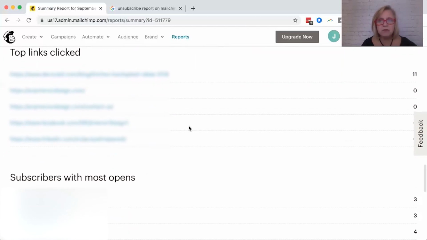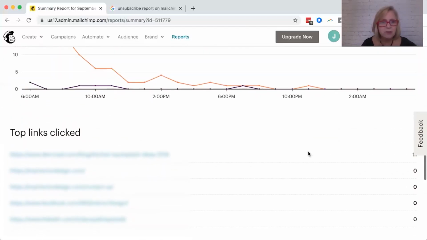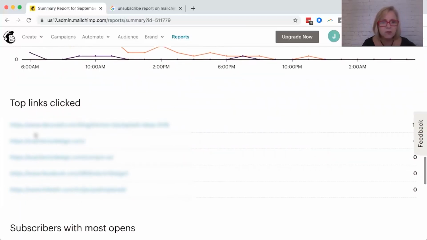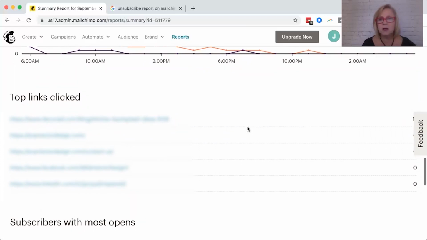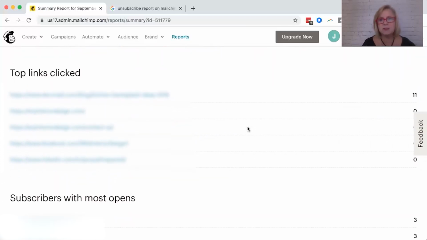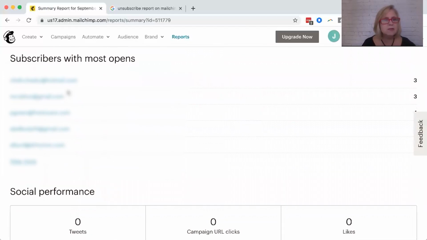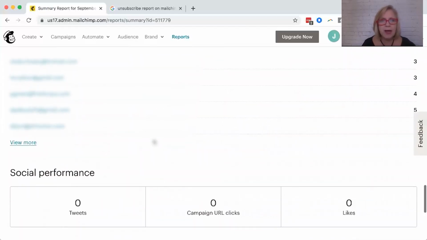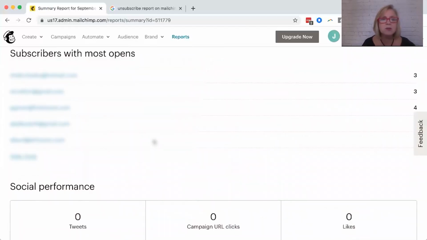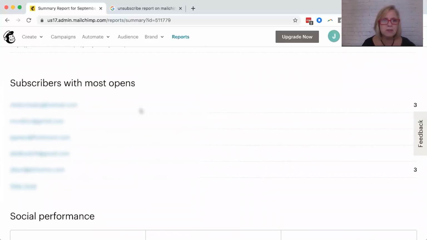So this part of the report shows you the different parts of your email. Each one of these is a link in the email, and you can see that the first article was the one that everyone clicked on. So obviously that was the most important, and that was the one that everybody wanted to read. So that's awesome. And then you can see that there are some subscribers with the most opens. You can see some of these people opened your email over and over and over again.